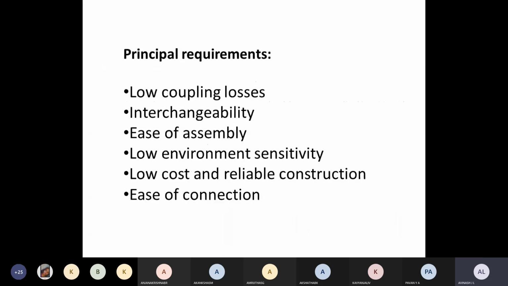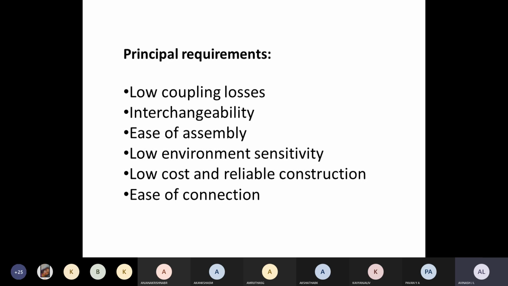Now when we are choosing the fiber connectors and the fiber couplers, that particular process should have some common things. Some of the important requirements: what are those requirements? You can see that the first thing is low coupling losses. That means when coupling from one thing to another, coupling losses should be less. Interchangeability should be there. Ease of assembly should be there.